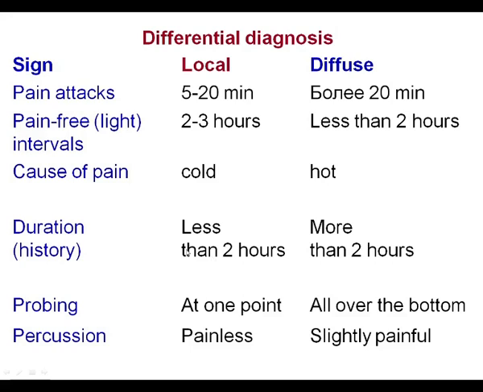Duration in local is less than 2 days, and for diffuse more than 2 days. Probing in local is painful in one point close to the pulp horn, and in diffuse pulpitis it's painful all over the bottom because all pulp is affected. Percussion in local is painless, in diffuse may be painless or slightly painful because of initial changes in the periapical tissue.